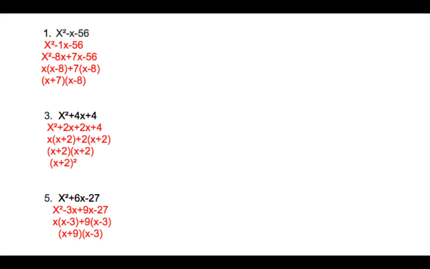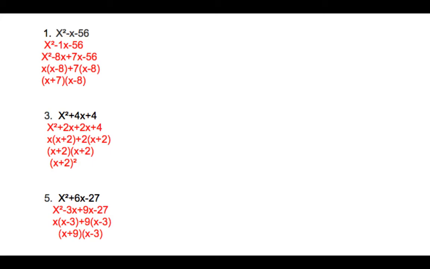So negative 8 and positive 7 make the sum of negative 1 and the product of negative 56. That means that they can be factored into x plus 7 and x minus 8. For number 2, x squared plus 4x plus 4, for the sum and the product, 2 for both numbers can be used. It will make the sum of 4 and the product of 4. That means the answer will be x plus 2 squared because it's the same number used.